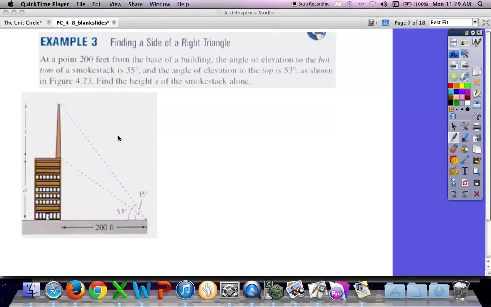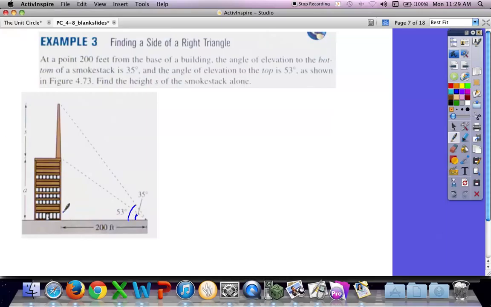bottom of a smokestack is 35 degrees. So that is this angle right there. That's 35. The angle of elevation to the top of the smokestack is 53 degrees. That's this angle right there. Find the height of the smokestack.